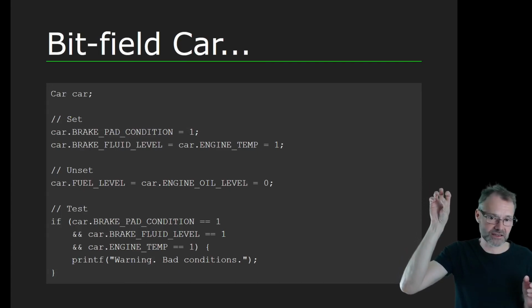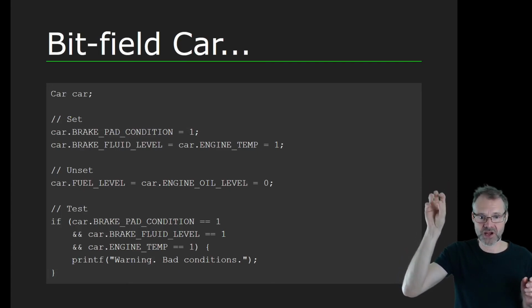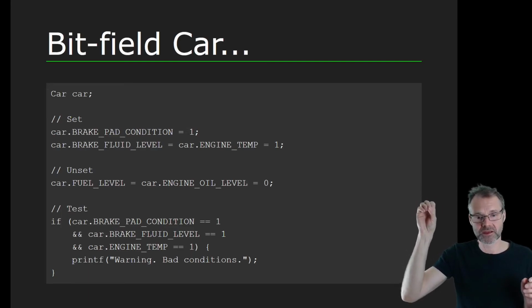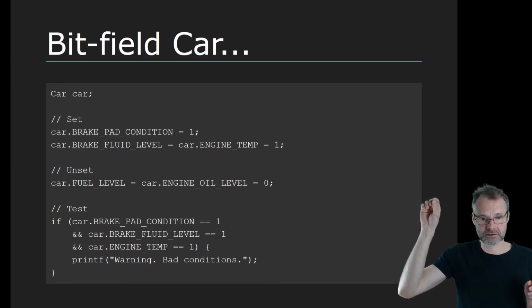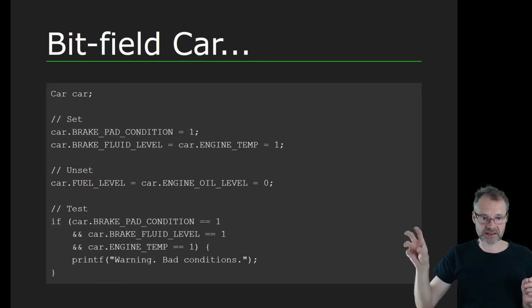It looks like I'm setting them independently, so I'm setting brakepad condition using the struct notation with a dot there. Or I'm setting 2 at the same time there: core fluid level, core engine temp equal 1. I can unset the bit individually. I can test the bit.